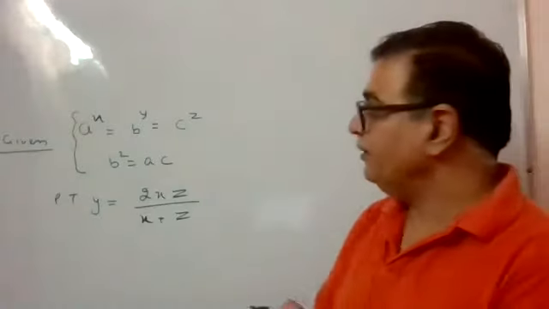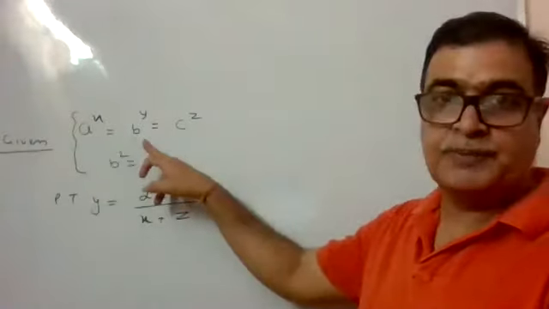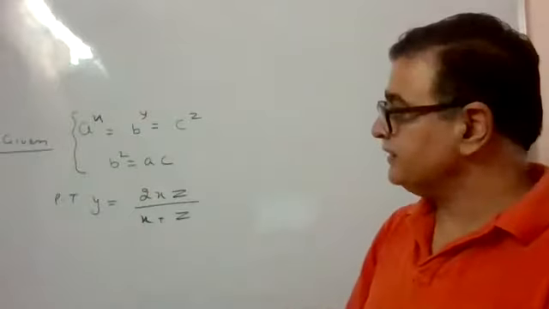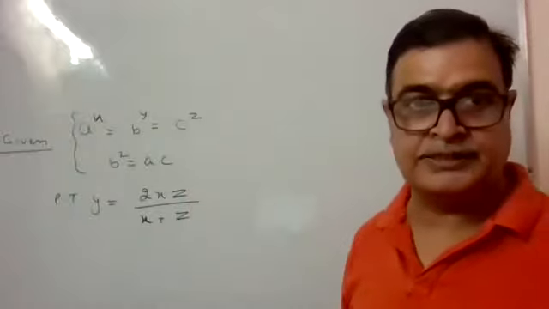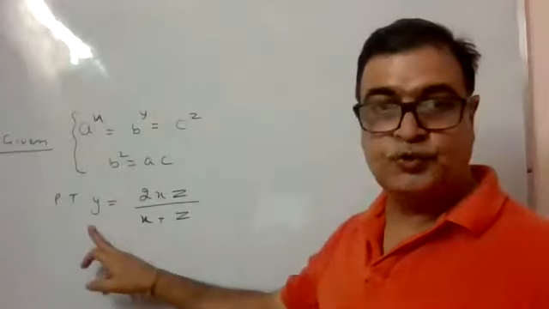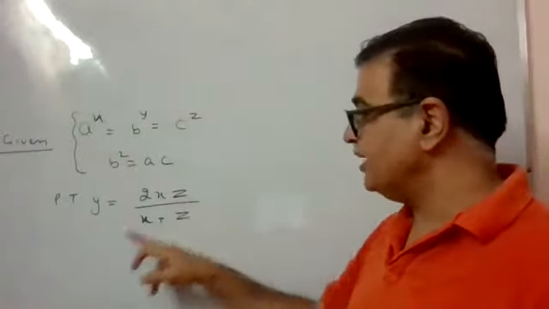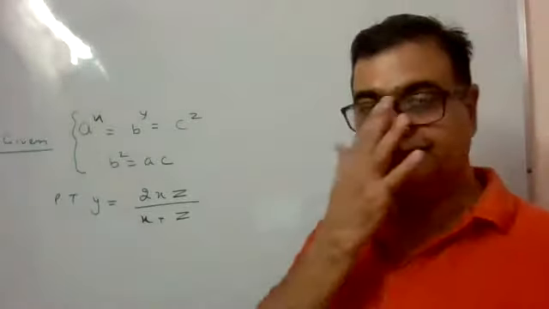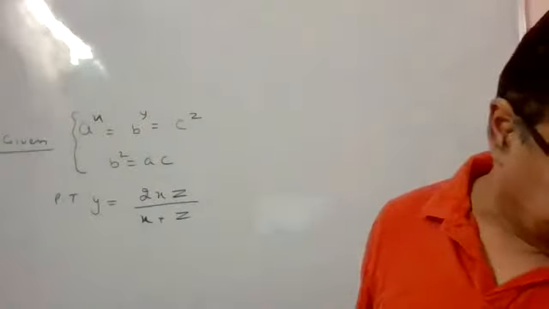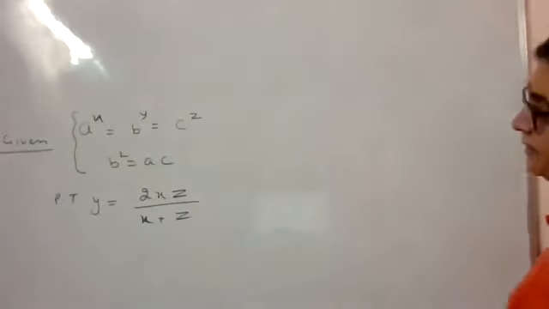Next question we have: a power x is equal to b power y is equal to c power z, given in the question. At the same time, b square is equal to ac is given. We have to prove that y is equal to 2xz by x plus z. This we have to prove in the question. So how to start this?